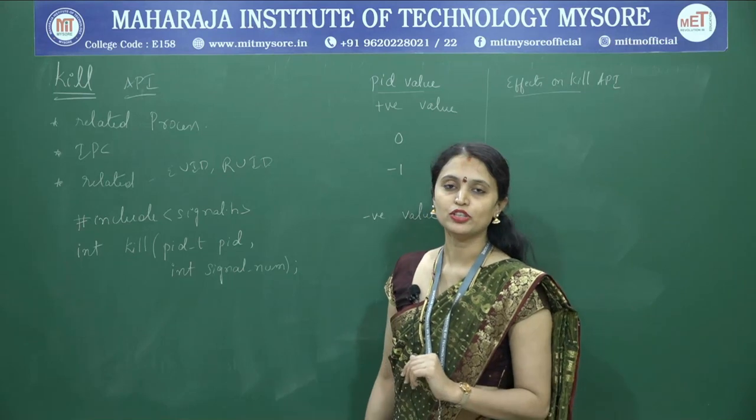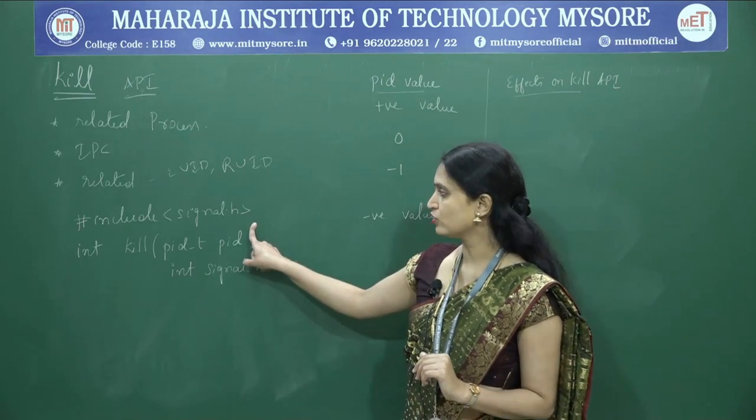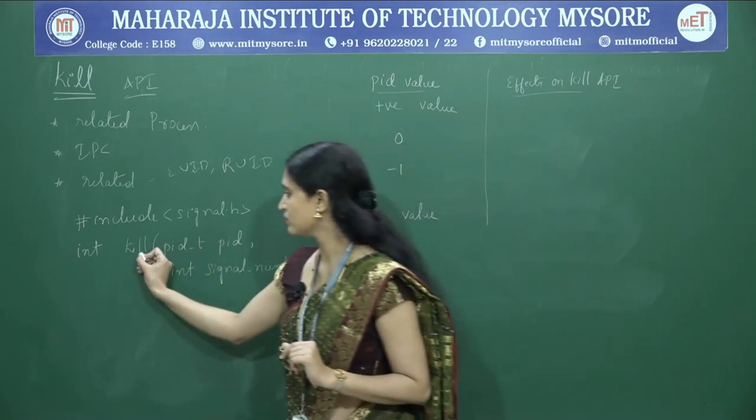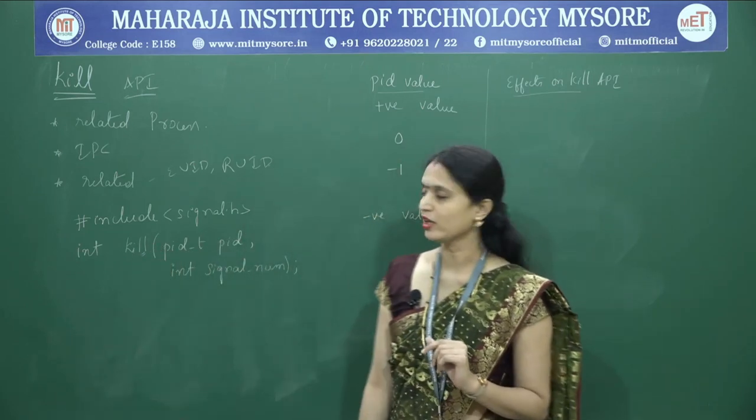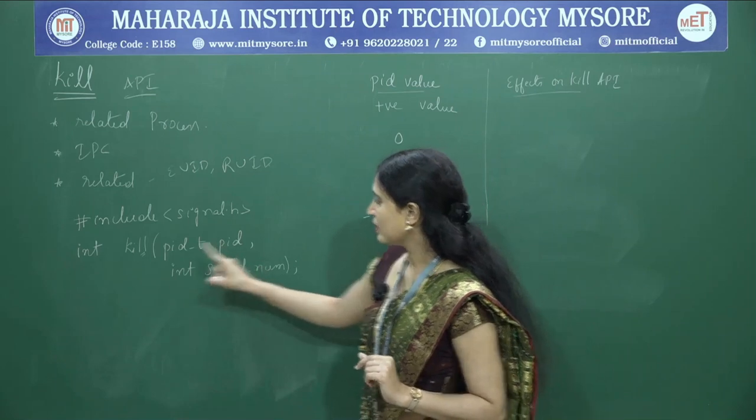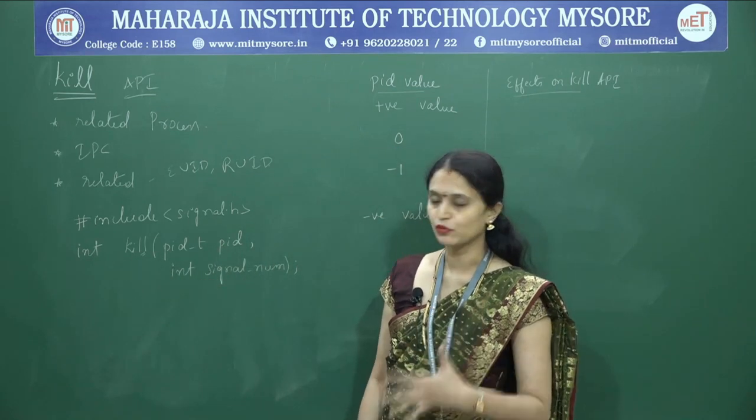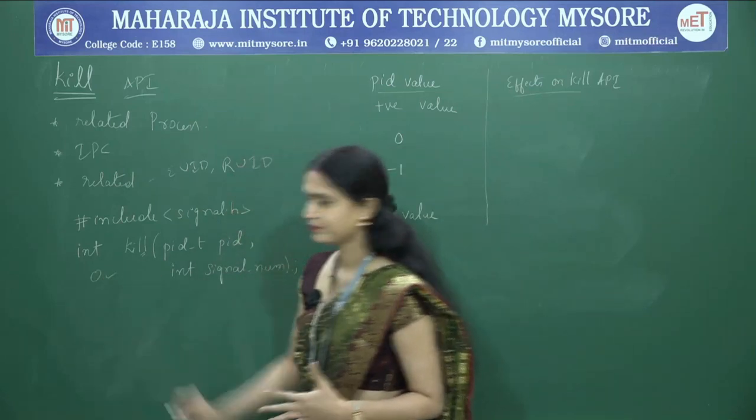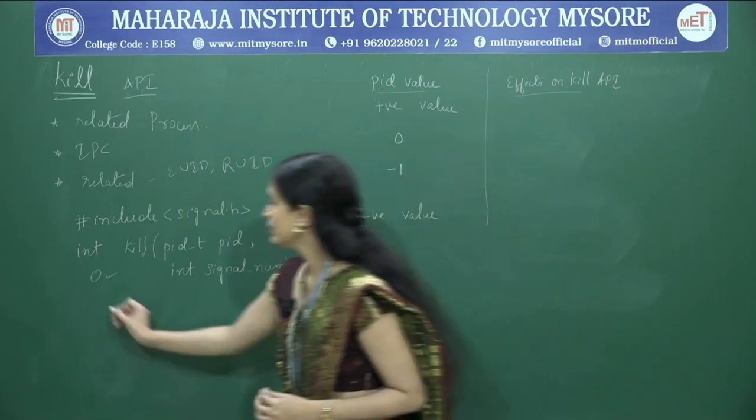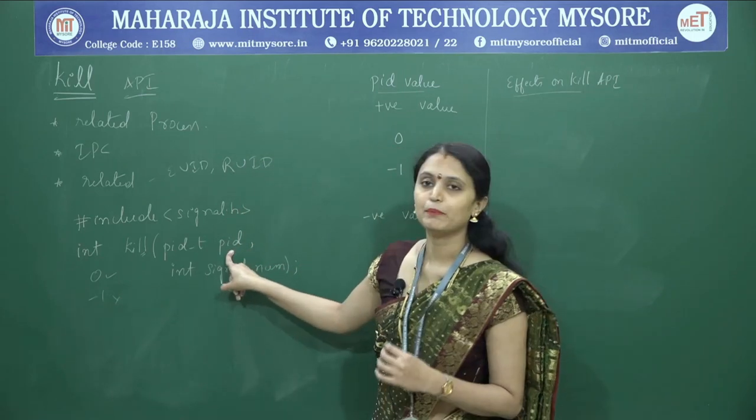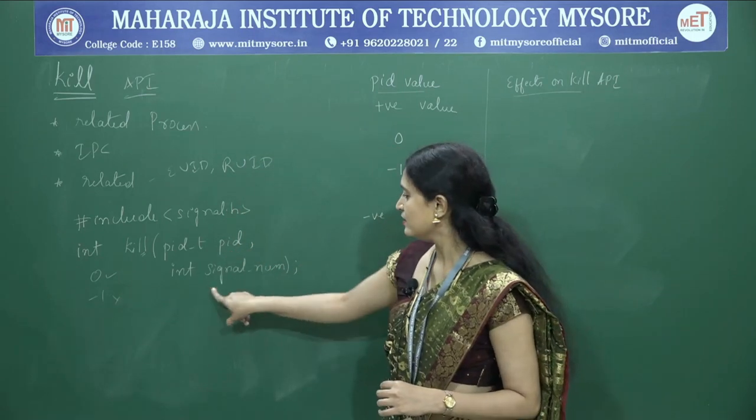The prototype is like this. It has the include statement with the signal.h header file, and the name of the function is kill. It has 2 arguments and the return type is integer. If it executes successfully, it returns 0. If there is any error, it returns -1. Out of these 2 arguments, the first one is the PID and the second one is the signal number.